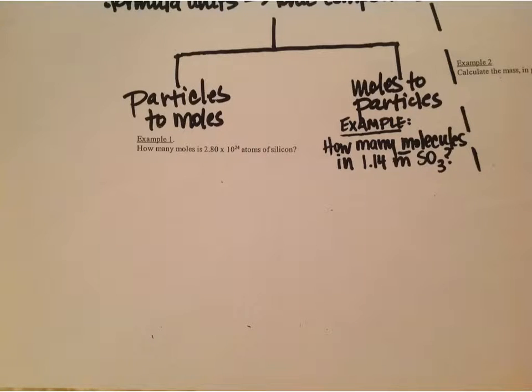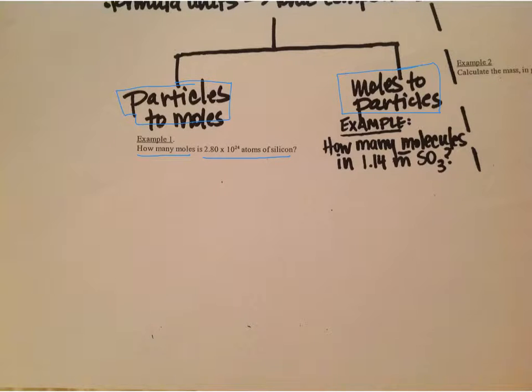So let's look at how this works. You can do two types of conversions, and it could be a conversion from particles to moles or from moles to particles. And so let's look at particles to moles first. So the way that we do these problems is we first read the question and figure out what you're trying to find. So it says how many moles is 2.8 times 10 to the 24 atoms of silicon.